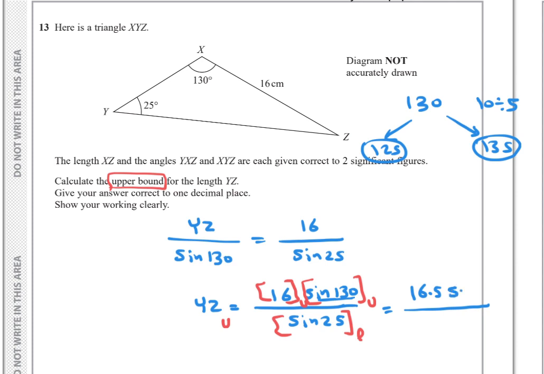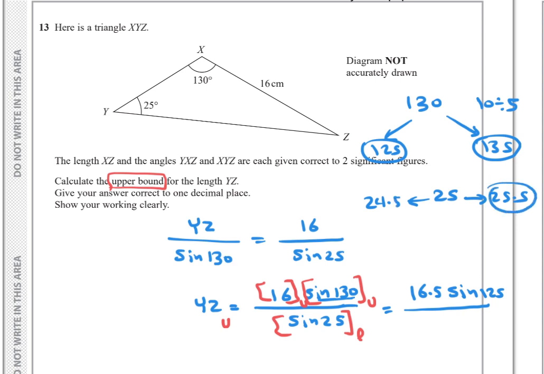So sine 125. For sine 25, to two significant figures, the second digit is at the units. So 1 divided by 2 is 0.5. So you can add 0.5 or subtract 0.5.